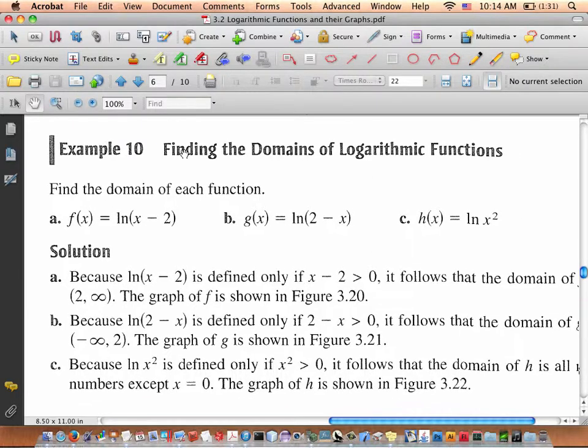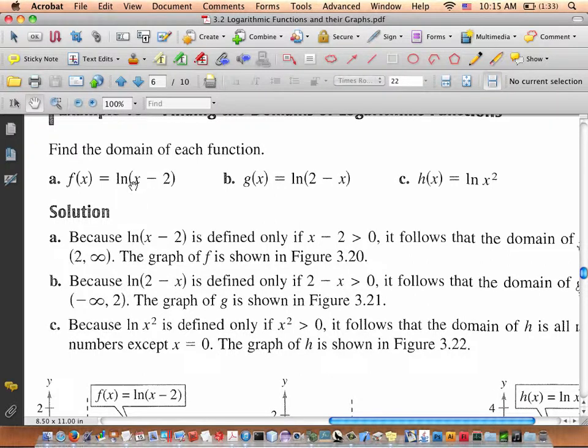All right, when you're finding domains, you're only looking at the argument. Now again, the argument has to be positive. Can't be 0, can't be negative. So all you have to do to figure out the domain is to make the argument greater than 0. So x minus 2 becomes greater than 0, which means that x is larger than 2. So the domain of this logarithmic function here is from 2 to infinity. Does that make sense?